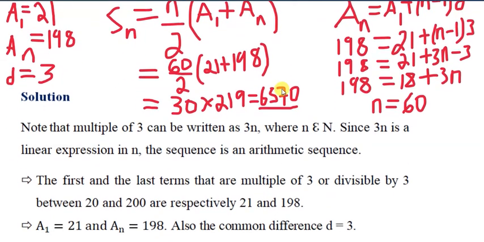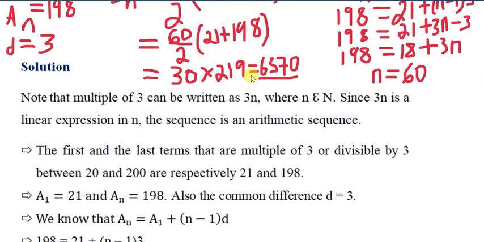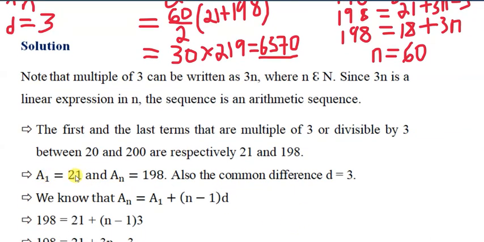Now let us see the previously solved one. Note that a multiple of 3 can be written as 3n, where n is an element of the natural numbers. Since 3n is a linear expression in n, the sequence is an arithmetic sequence. The first and the last terms that are multiples of 3 between 20 and 200 are respectively 21 and 198. Our a1 is 21, our an is 198, and the common difference d is equal to 3.